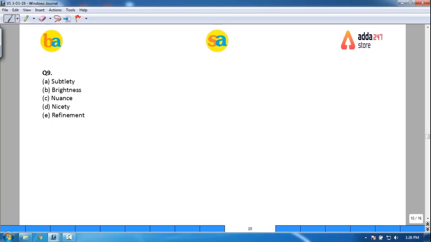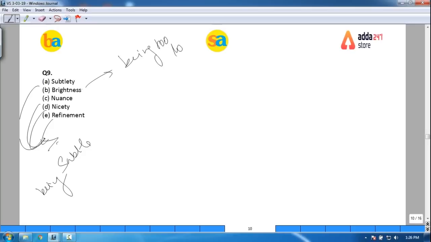सटलिटी, ब्राइटनेस, न्यूआंस, नाइसिटी, रिफाइनमेंट. तो यहां पर अगर हम देखें, सटलिटी, न्यूआंस, नाइसिटी, रिफाइनमेंट, इन सबका मीनिंग सेम है. इसका मतलब बीइंग सटल. ब्राइटनेस का मतलब है बीइंग टू लाउड. आंसर इज बी.